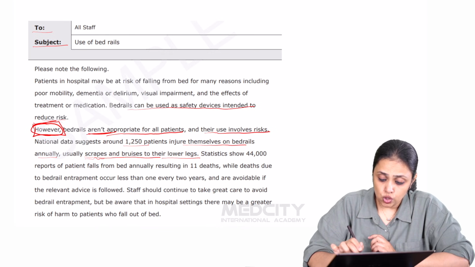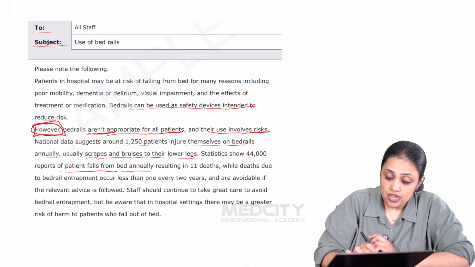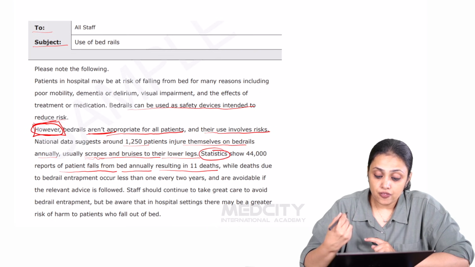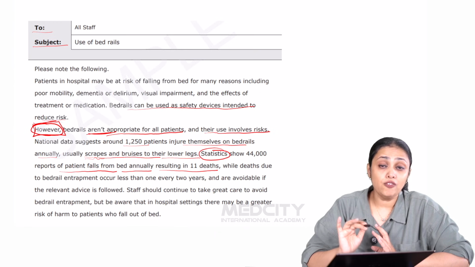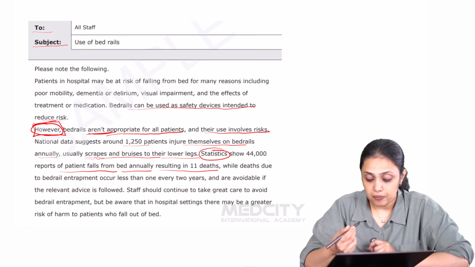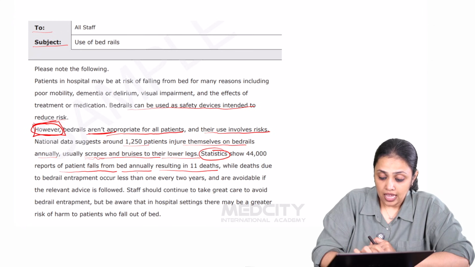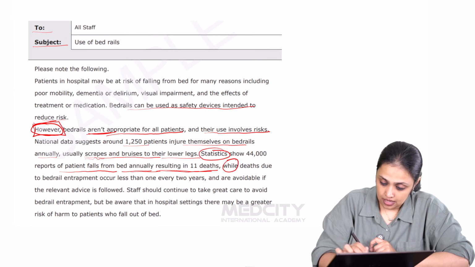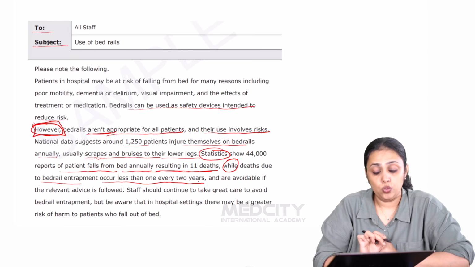Then statistics show 44,000 reports of patient falls from bed annually, resulting in 11 deaths. So this statistic is the number of deaths per year as a result of fall from beds, which means that without the use of bed rails, because of fall from beds, this many deaths occur in hospitals because of patients falling from bed. The statistics say that annually it results in about 11 deaths, while deaths due to bed rail entrapment occur less than 1 every 2 years.